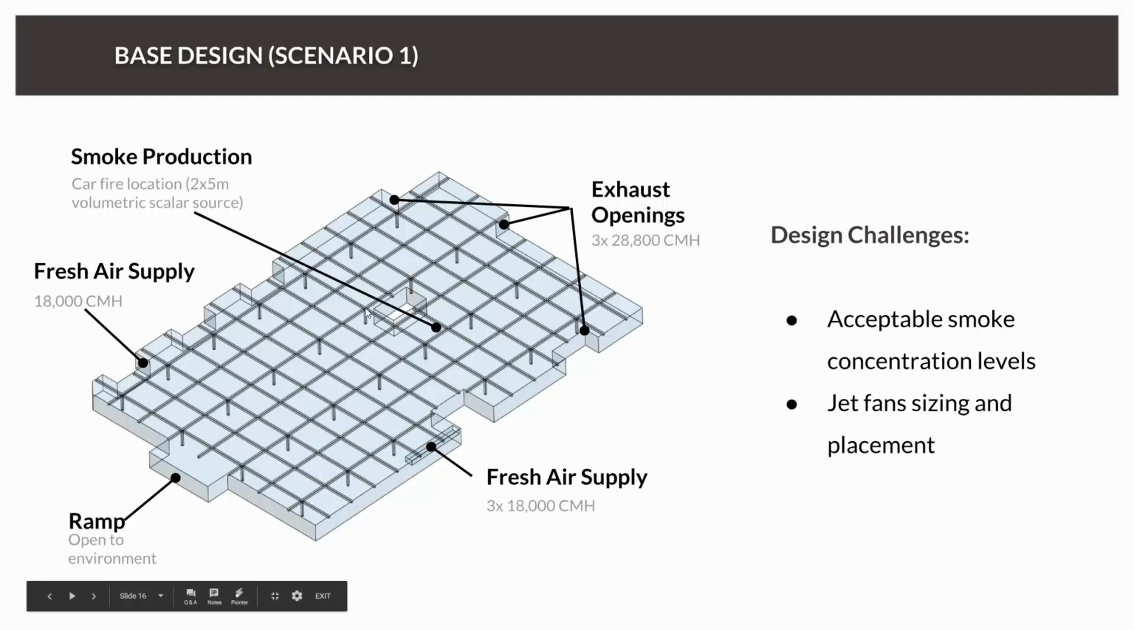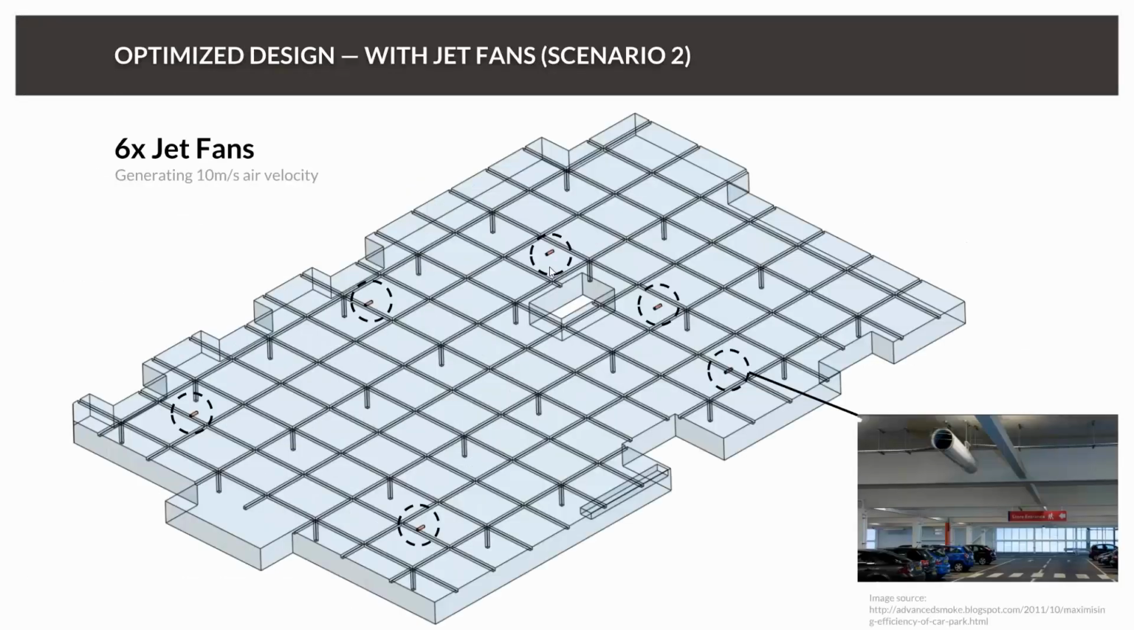And also we could use the simulation results to optimize the jet fan sizing and placement, because usually you have what we call jet fans inside such a garage. This image is showing what this looks like. So this is a tube with a fan inside, and they help to steer the flow inside this garage into the right direction, and to bring the smoke in the vicinity of the exhaust.